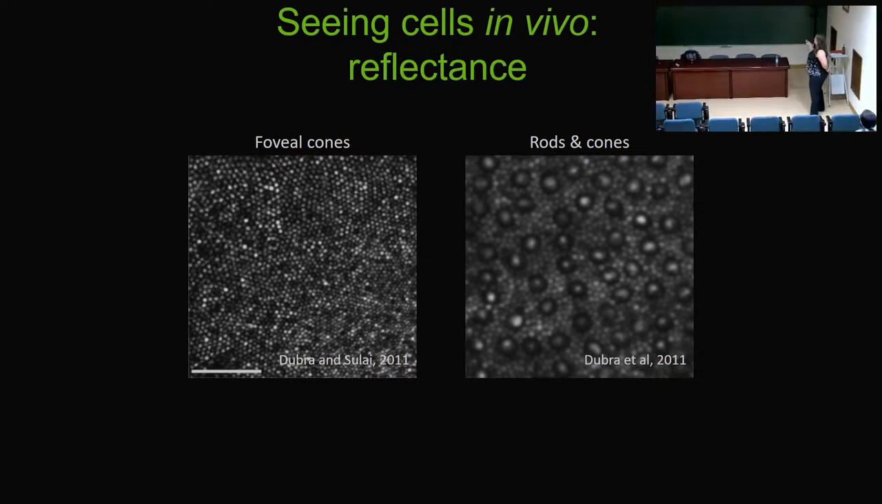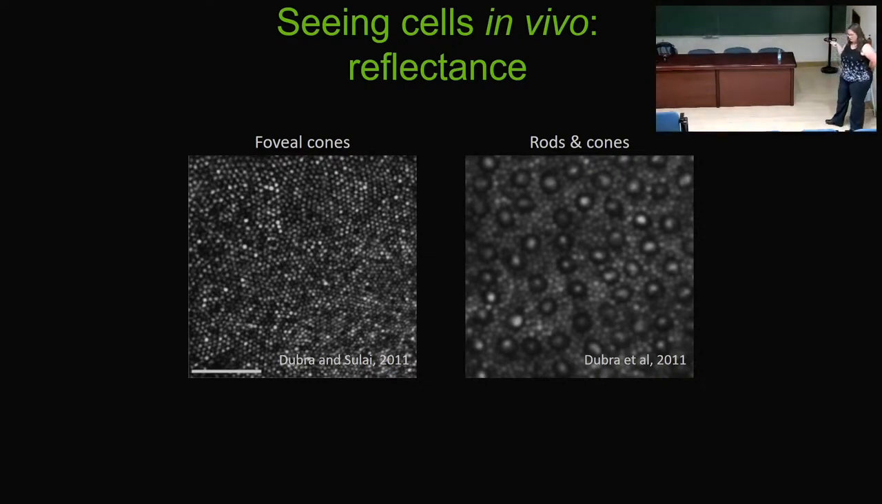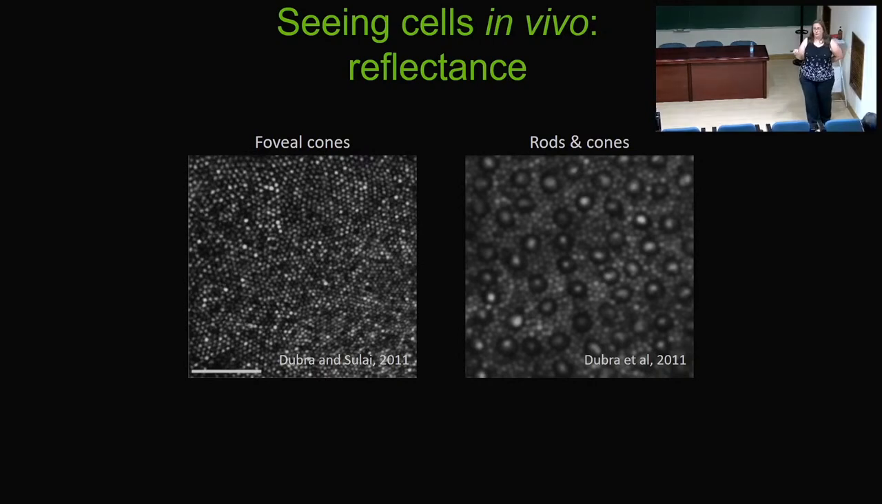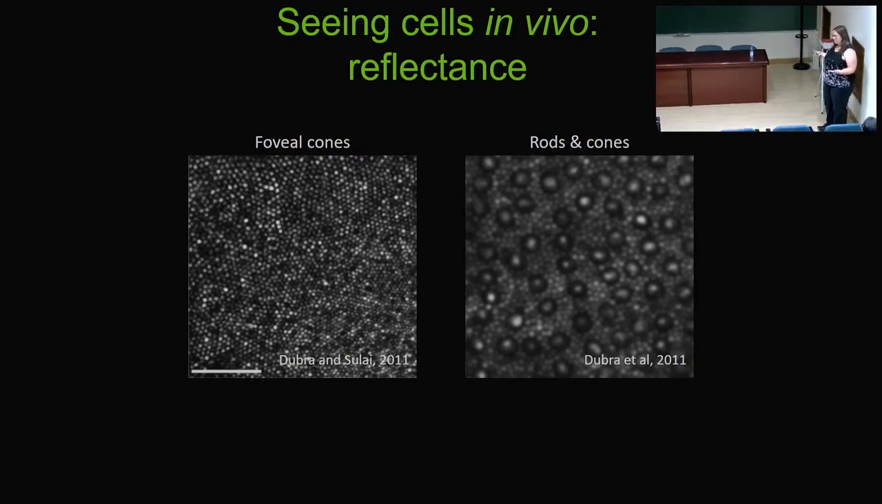And so you can see on the left the foveal cones. Those were imaged by Alf Dubra and Yusufu Sulai. And on the right, images of the rods and cones. Of course, the cones being the larger circles, the rods the smaller circles. And we can get beautiful images of the photoreceptor layer and reflectance.